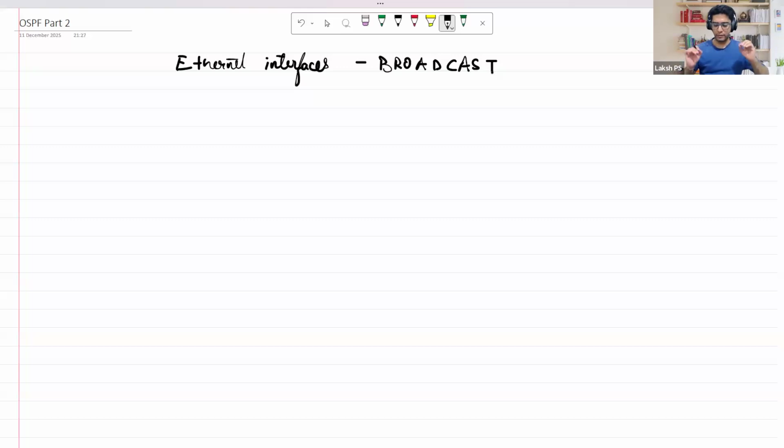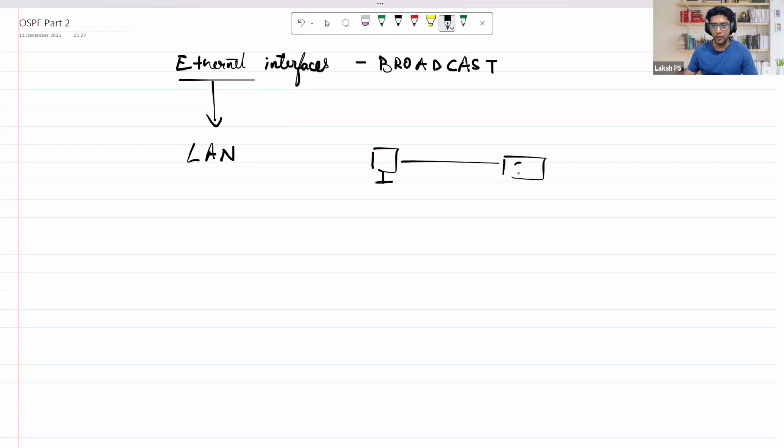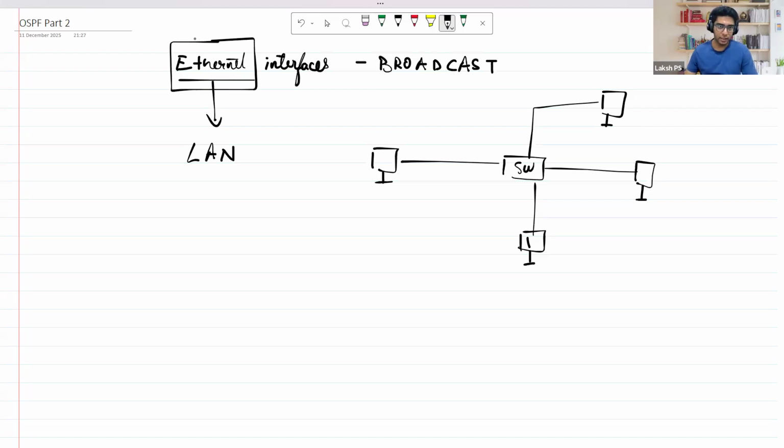Let us have a small discussion of why OSPF considers Ethernet interfaces as broadcast. By the name, we know that Ethernet is a big part of a LAN, a local area network. We know how to create a local area network: we can connect multiple devices with a switch and create a local network of itself. So for OSPF, Ethernet means that the interface will be connected to multiple devices, not just one single device as with a serial interface.